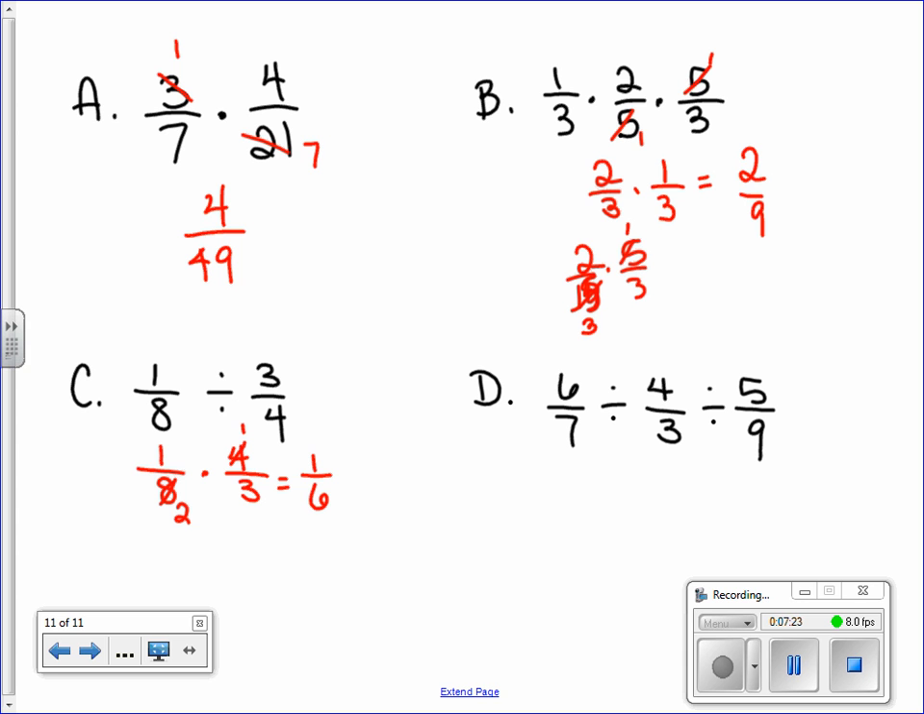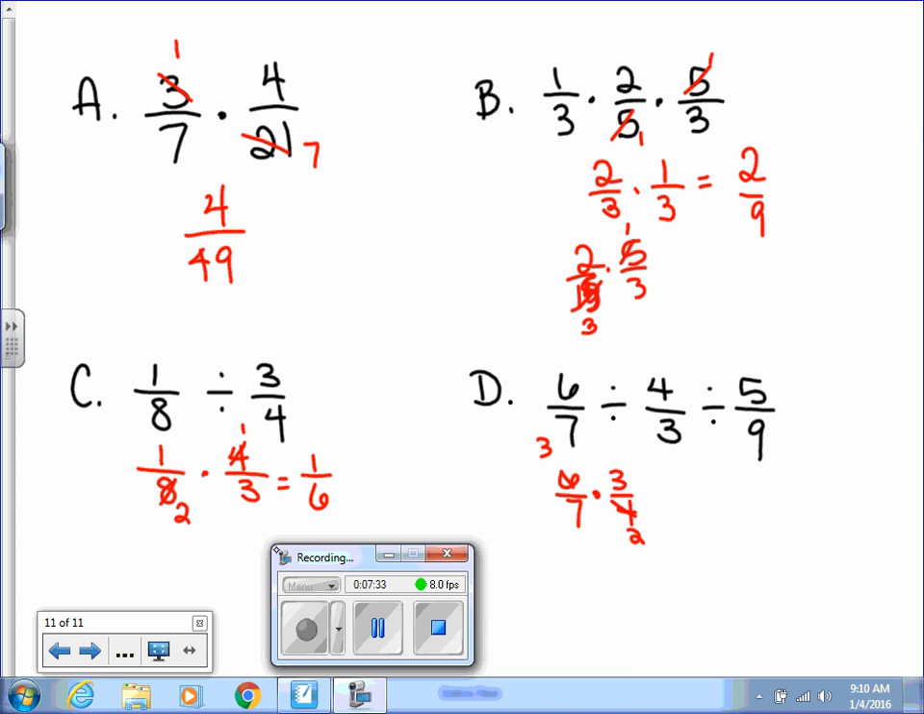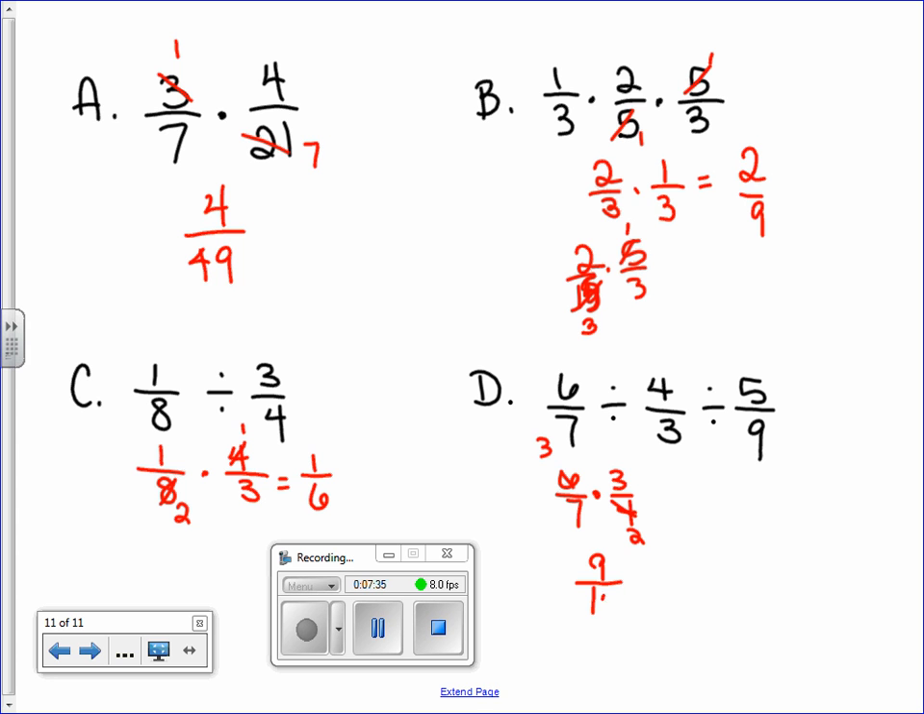On B, I'm going to start out with 6/7 times 3/4. So that can be a 3 and that can be a 2, which will leave me with 9 over 14. Flip this and multiply. Times 9 over 5. Does anything cancel? No? So what's that? 81 over 6. Where are you? 81 over 6.